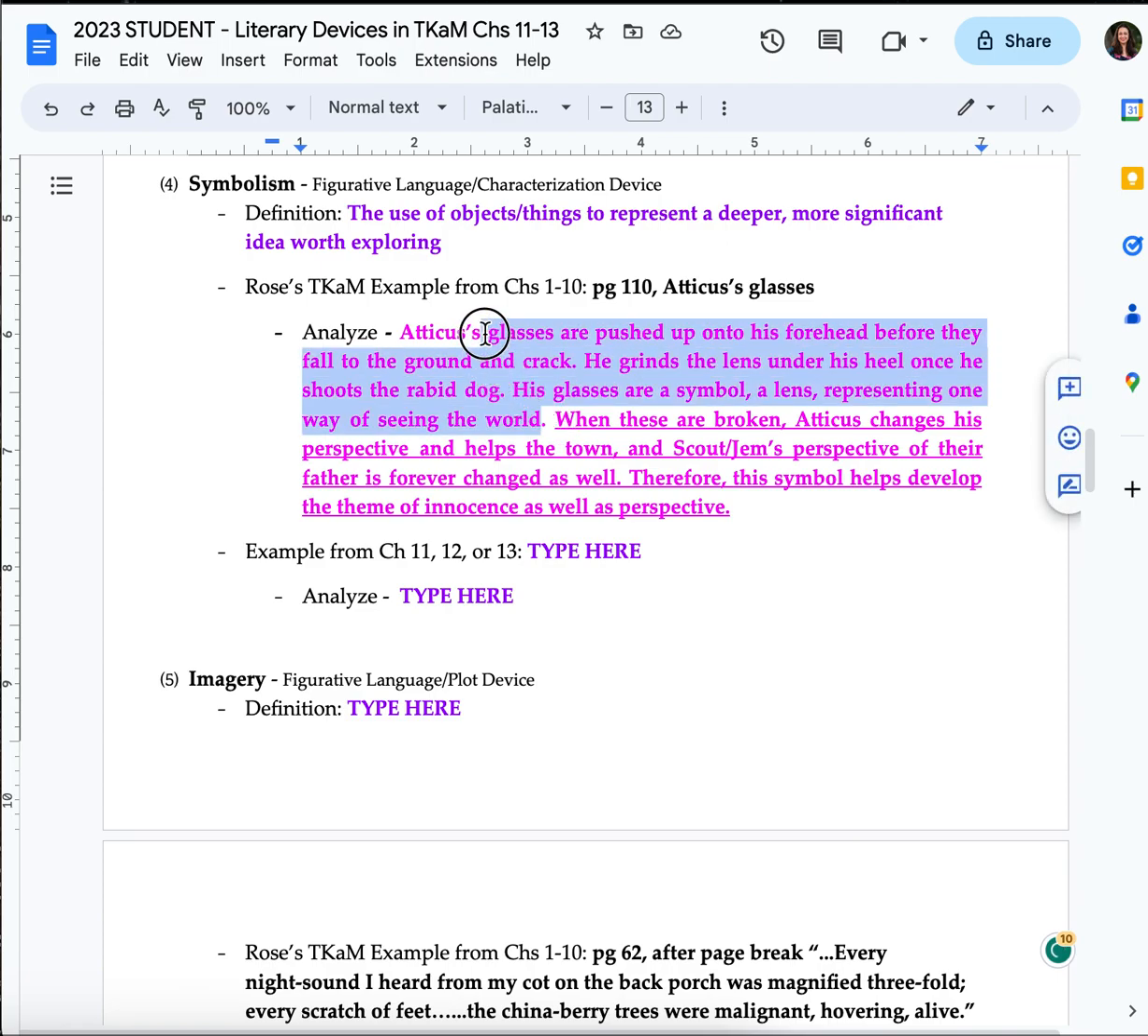So that's how I show this here. First, I prove that the glasses are a symbol, and they are symbolizing changing and broken perspectives. In doing so, I then talk about how this develops that theme, that when they're broken, it changes his perspective, helps the town, changes his children's perspective, and the symbol develops the themes through that. This therefore sentence does a lot of work for me, closing up my argument as a little conclusion. Feel free to use that transition to help you create strong conclusion sentences for your analysis.